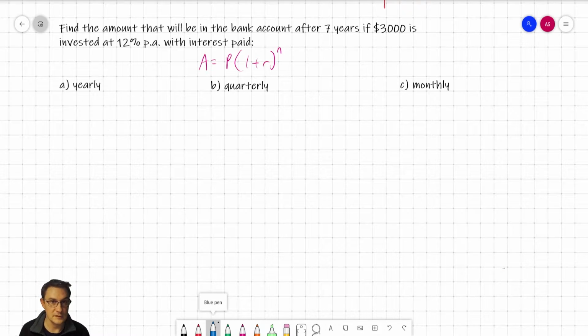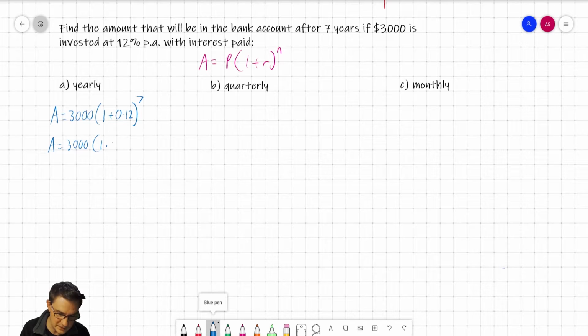Now, with the first example of doing it yearly, what we're going to have is A is equal to 3,000, because that's our principal. It's going to be times 1 plus the rate. The rate in this case is going to be 0.12, and the time period is going to be 7 because there's 7 years here. And so if we just simplify this before we work it out in a calculator, that's going to be 1.12 to the power of 7. And this result gives us $6,632 and 4 cents.